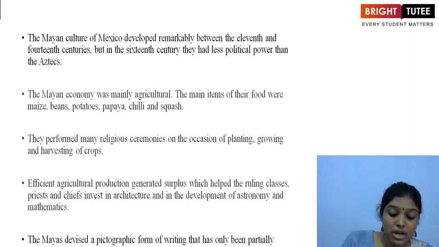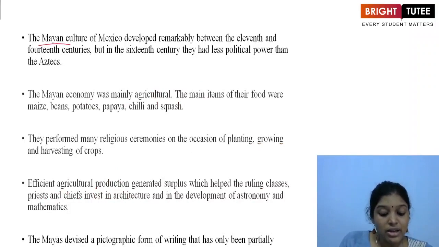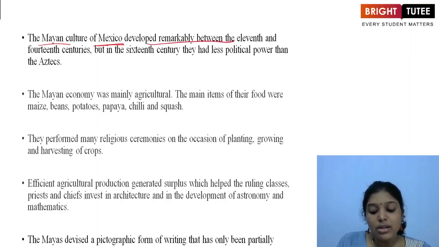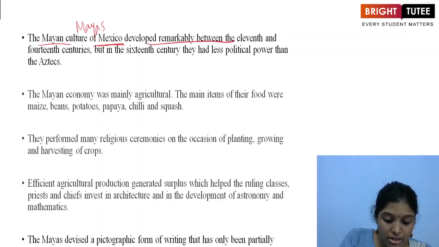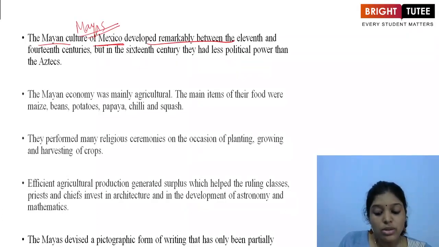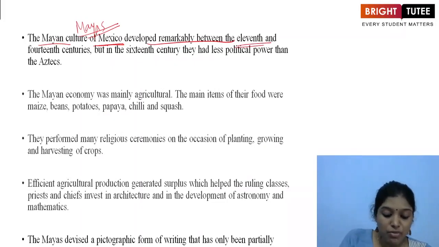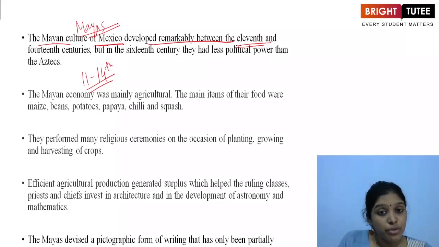Another important culture is Mayan culture, or the Maya culture of Mexico, like the Aztecs, which developed remarkably. So the Mayans are very important, and they also developed remarkably between the 11th and 14th centuries. So this is the time period in which they are also growing powerful. Like the Aztecs, who we saw by the 12th century moved to the central Mexico region and established themselves as a powerful empire, the Mayas are also doing the same. But in the 16th century, they had less political power than the Aztecs. So by the 16th century, both are on the verge of a decline.